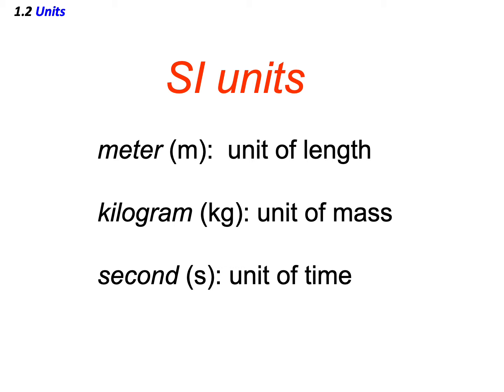In SI units, there are three basic units: meter, abbreviated m, for measurement of length; kilogram, abbreviated kg, to measure mass; and second, abbreviated with a lowercase s, which is the unit of time. Meter, kilogram, second, we use for measuring length, mass and time.